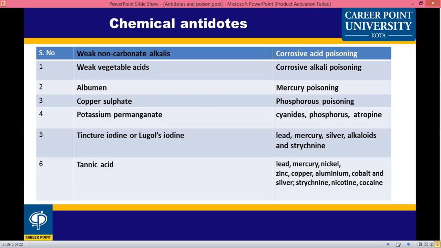Mercury: if a person has taken mercury poison, albumin is used. Copper sulfate is used for phosphorus poisoning. Potassium permanganate is also used for phosphorus and nitrophenol cyanide poisoning. Tincture, Lugol's solution is used for lead poisoning, alkaloid poisoning and strychnine poisoning. Tannic acid is used for lead, mercury, nickel, zinc, copper, aluminum, cobalt, and for nicotine poisoning, strychnine poisoning and cocaine poisoning. These are chemical antidotes.